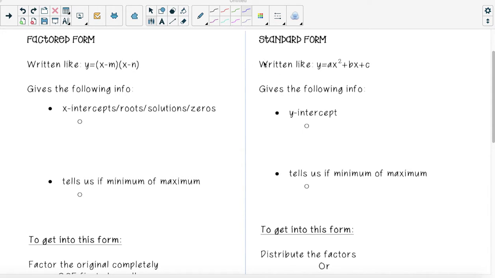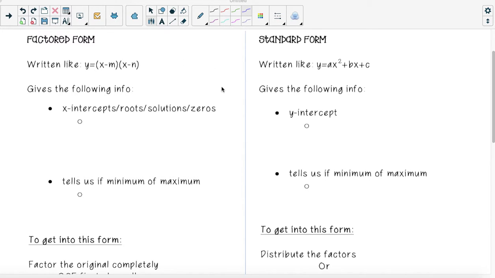Factored form and standard form give us multiple different pieces of information. Factored form, because of the way it is written, tells us the x-intercepts, roots, solutions, and zeros. Remember, all four of these really are talking about the same thing. Because it is in factored form, we can figure out the x-intercepts quickly. Standard form gives us the y-intercept, because we can automatically pick it out of the problem.